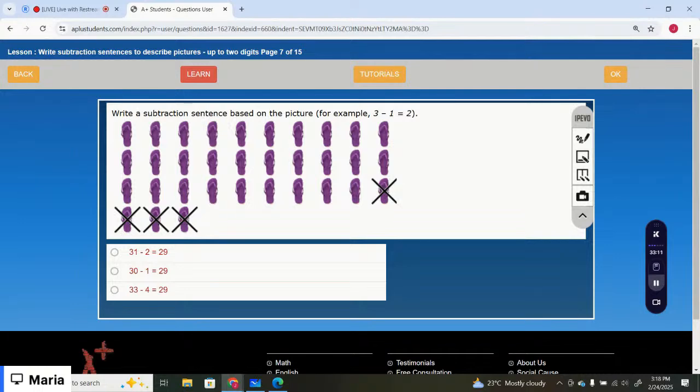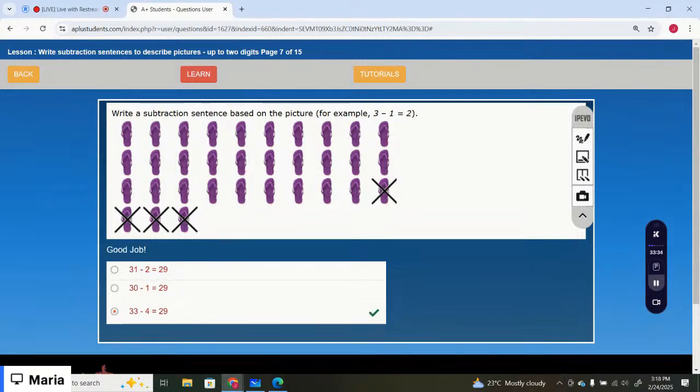Write a subtraction sentence based on the picture. That is 33 take away 4. The correct option is option number 3. 33 take away 4 is 29. Very good.